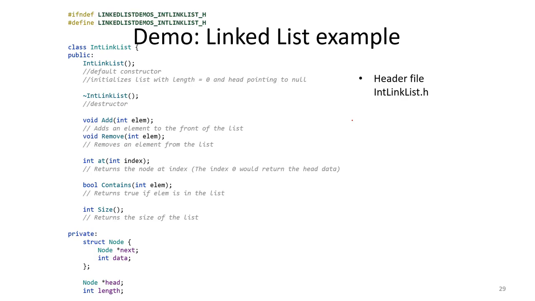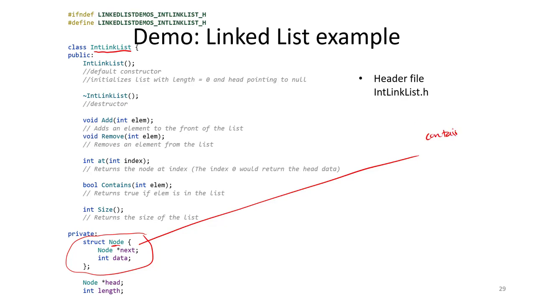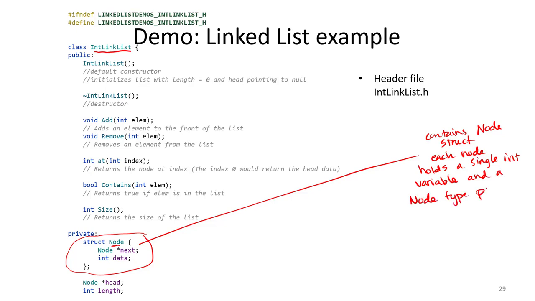So here's an example of our linked list class. Notice we call it int link list because it contains a node struct, and each node holds a single int variable and a node type pointer so that we can connect to additional nodes and create a linked list.